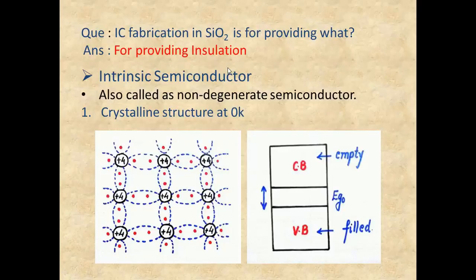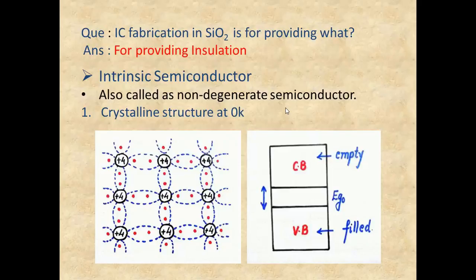Okay, let's start with intrinsic semiconductor. Intrinsic semiconductor is also called a non-degenerate semiconductor. Why do we call it a non-degenerate semiconductor? Intrinsic means pure. We don't have any impurities in an intrinsic semiconductor. It's in a pure form, so that's why it's a non-degenerate semiconductor.